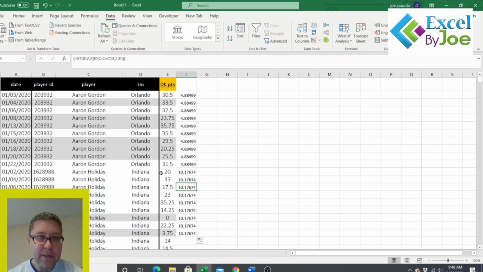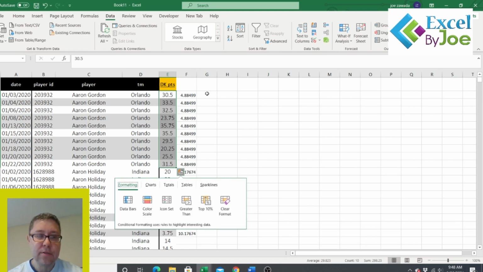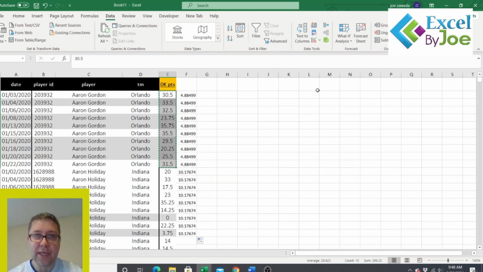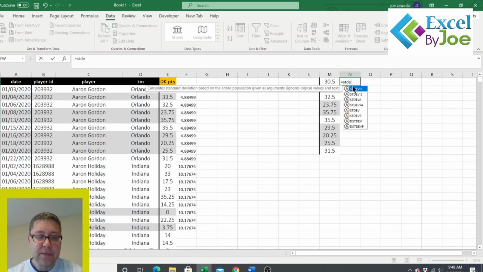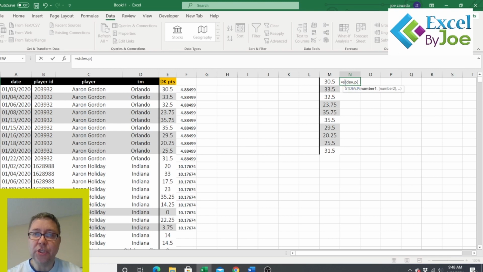Aaron Holiday is a 10 standard deviation. Then Gordon here is a 4.8. And we can check this to be sure. I'm going to press Control C to copy it and paste it over here. Now if I just did standard deviation just on these numbers, there it is, 4.88.